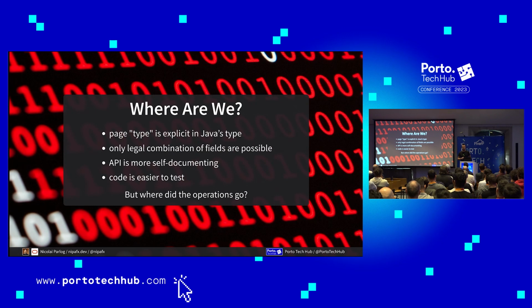Okay, let's catch up for a second. Where are we? We took our understanding of these different kinds of pages that I want to model, and turned those into types, the type system. We made sure that only linear combinations of fields are possible and that everything else is rejected at the boundary. I would play this API as much more self-documenting than the other one.